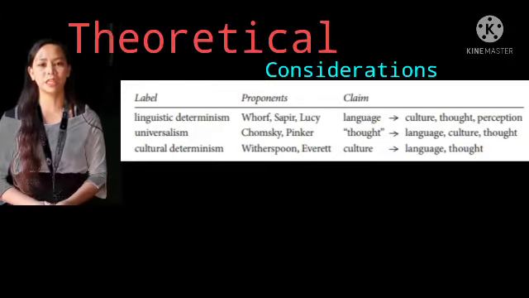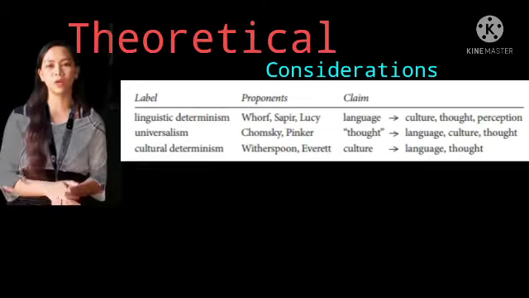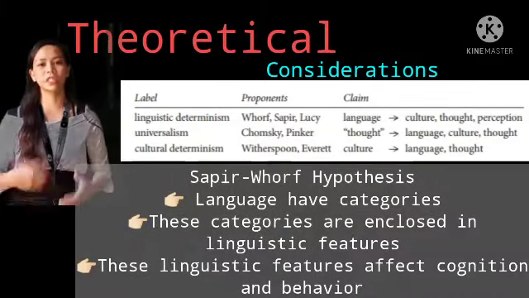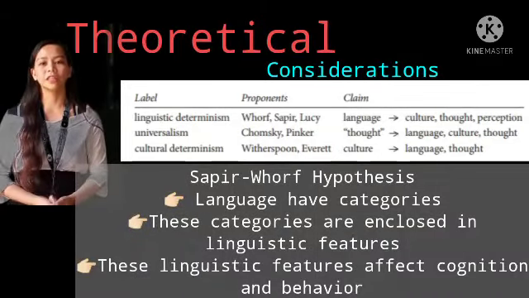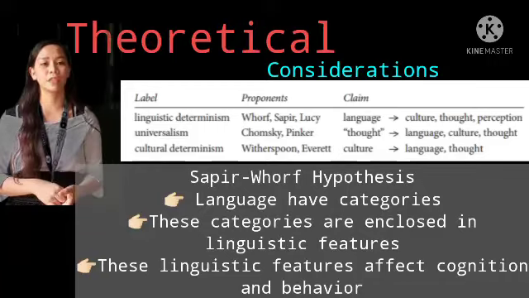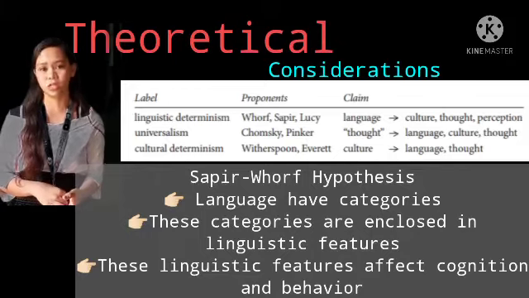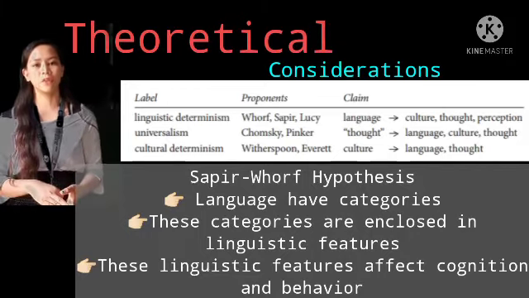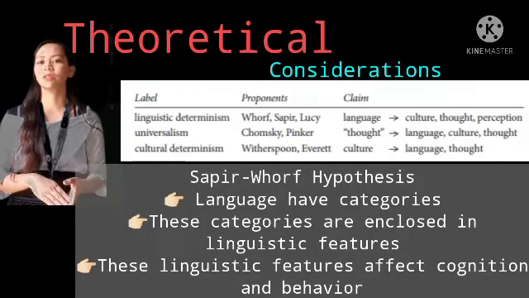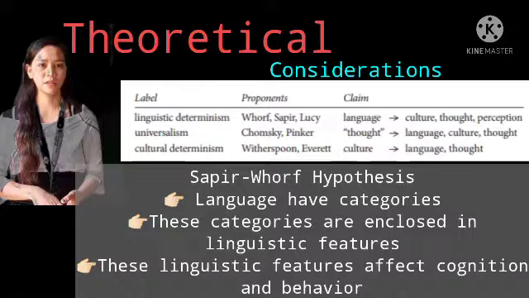Another way of stating the Sapir-Whorf hypothesis, by the way, is that languages have categories, and these categories are encoded in linguistic features. These linguistic features affect cognition and behavior.